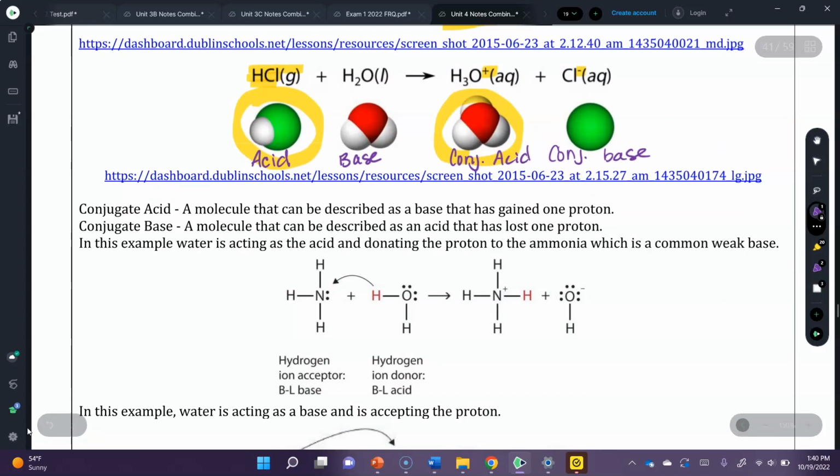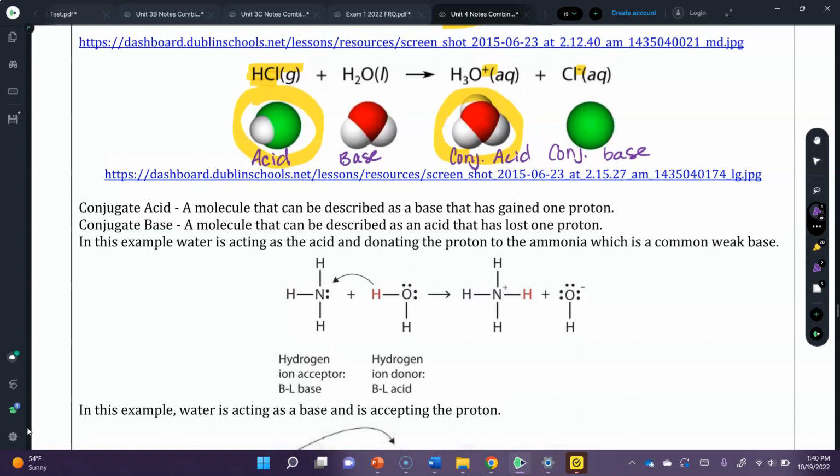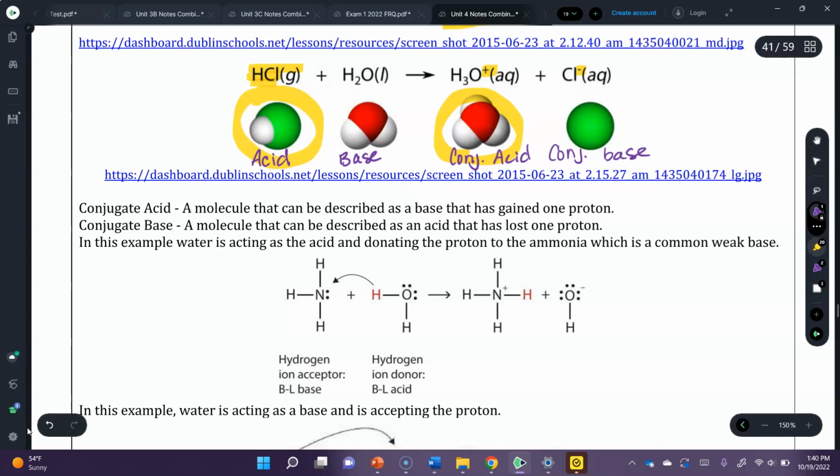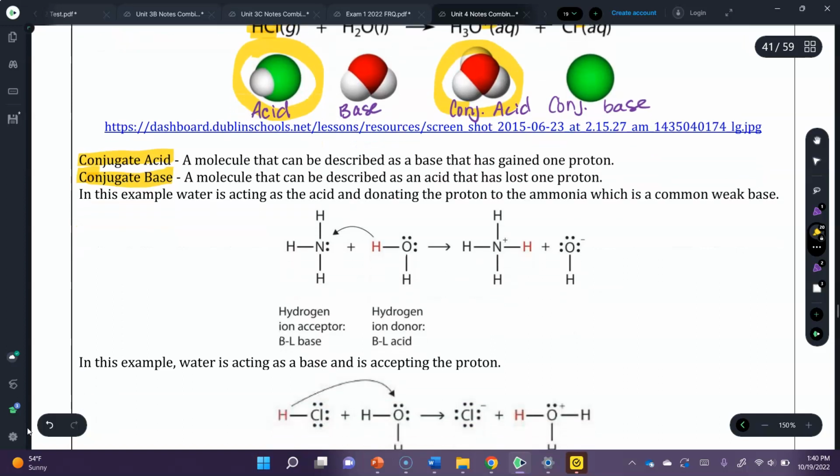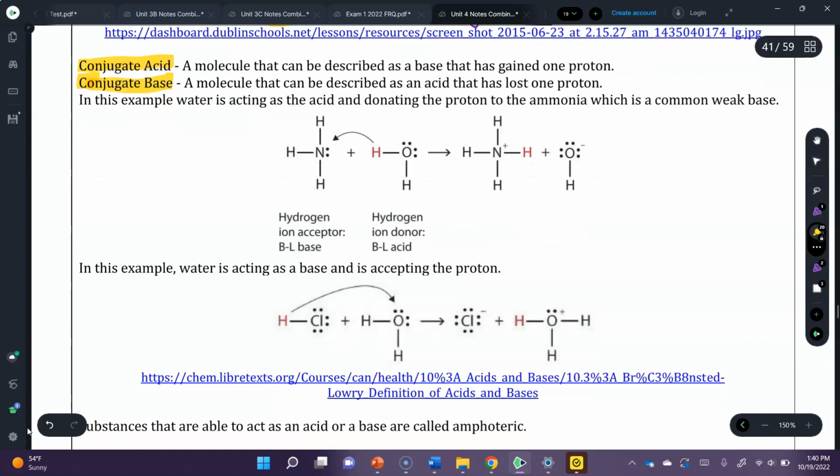There is an additional unit later on this school year where we will dive deeper into acid-base chemistry and look at what happens if we don't have a very strong acid reacting with a very strong base, or looking at just strong acids and strong bases. So we will come to those. So conjugate acids and bases exist, and they are important to remember when we're talking about acid-base chemistry.